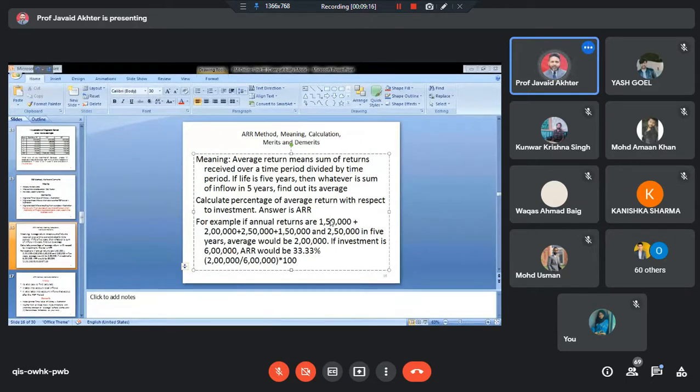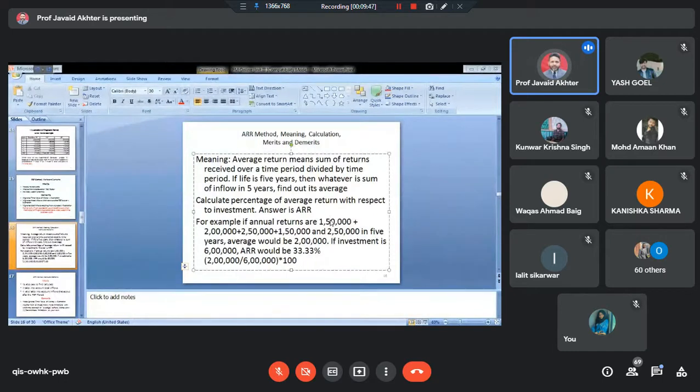Any question on the calculation part, which is evident on this slide? You simply add 150 plus 200 plus 250 plus 150 plus 200, whatever is appearing on your screen. So it becomes your average rate of return. What is the average rate of return in the current example? 33.33%.